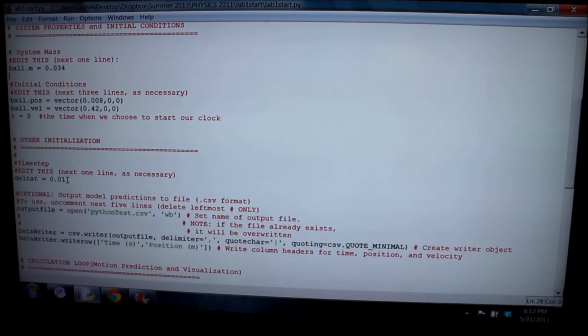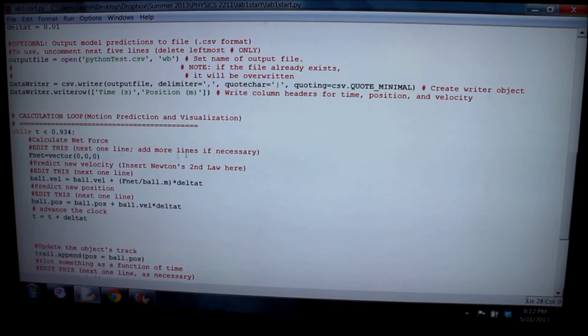The time step here is delta t equals 0.01. When we deal with Newton's second law, we're dealing with a short amount of time, so in our case it was around 1 second. So we want this delta t to be very small compared to that, and here I took around 1/100th of a second. Next we go to the calculation loop, and this was our total time, or the last time recorded, which was 0.934 seconds. By putting this value in the calculation loop, or the while loop here, it tells the program when to stop.